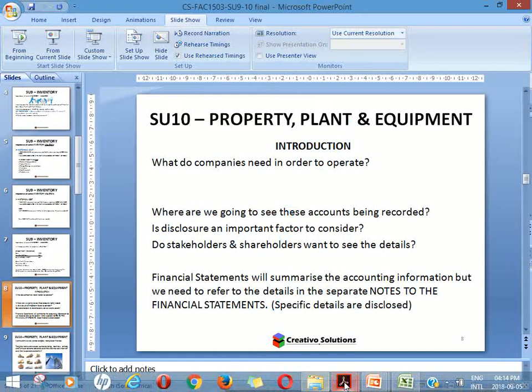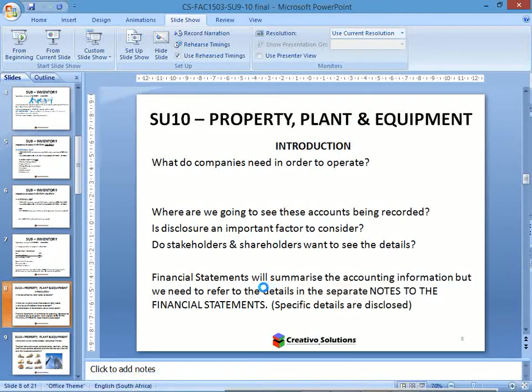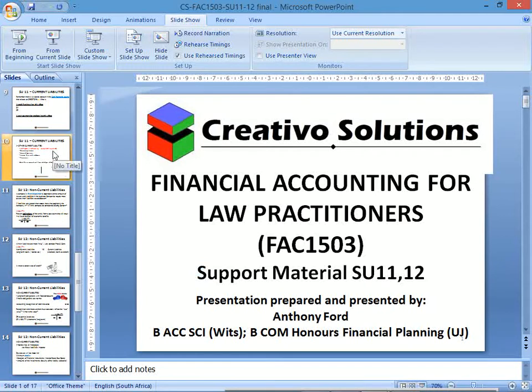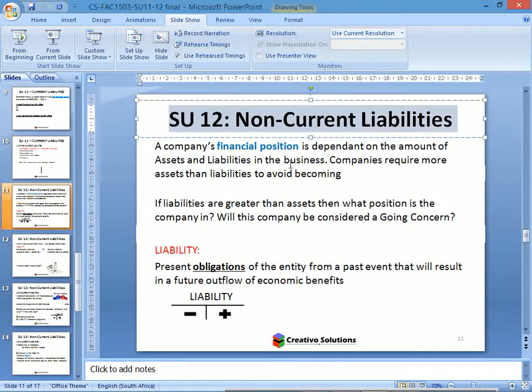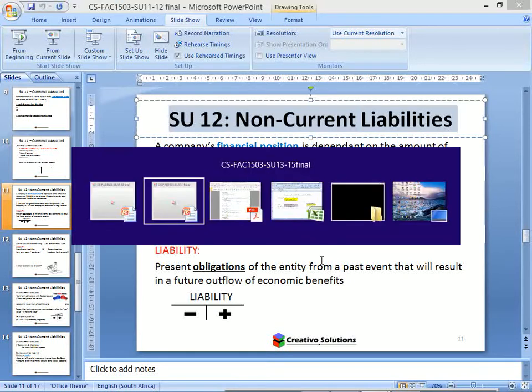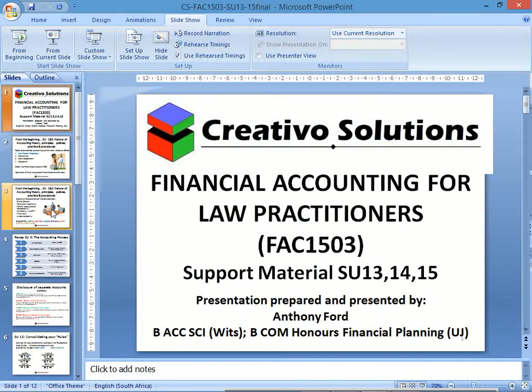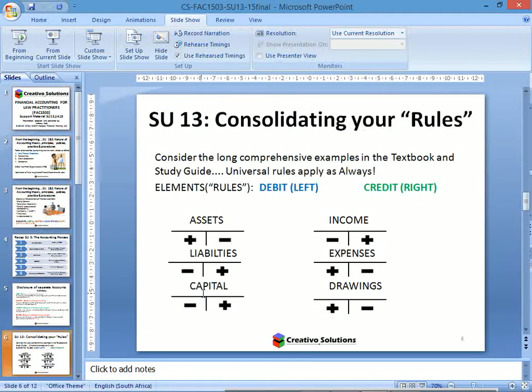Okay, and then there are some notes that I haven't looked at yet. Let's just go and look at them. 11 we did look at, that was the current liabilities. 12 we haven't discussed yet, but we will, because we do need to differentiate between a non-current and a current liability. It's short, so I will cover that with you. And then 13 was just a note about consolidating all the rules. That's kind of what we're doing now, because we're looking at applying the rules and drawing up the journals and T accounts.